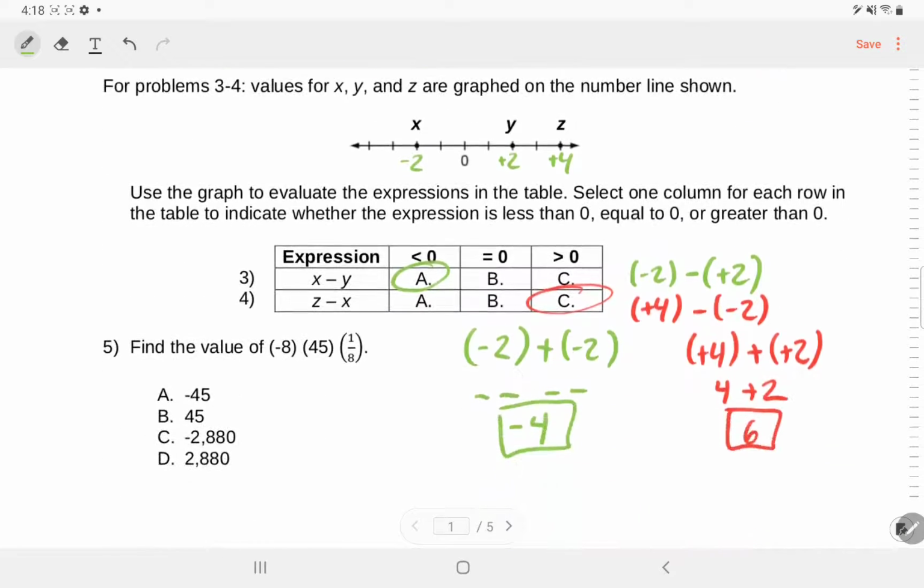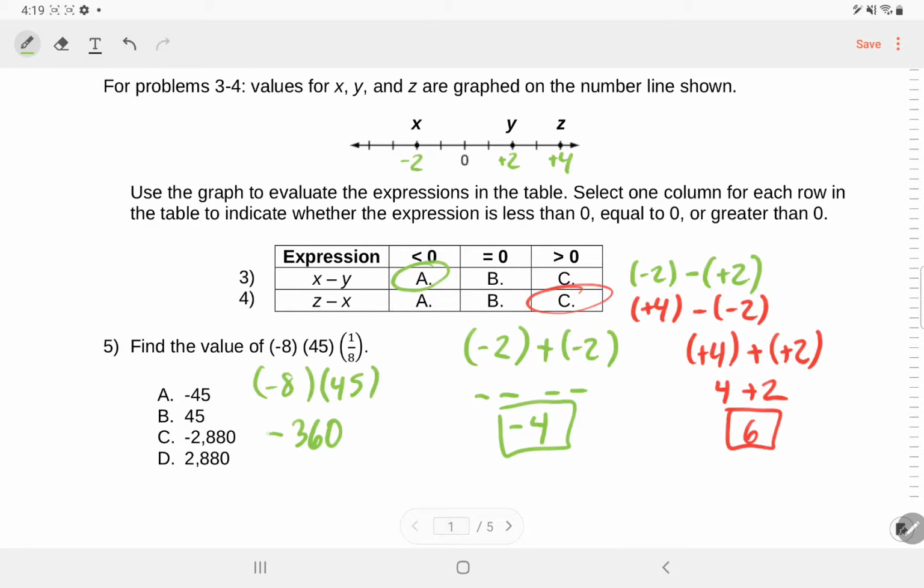For number 5, find the value of -8 times 45 times 1/8. Whenever we're trying to multiply integers and rational numbers, you just want to multiply them one at a time. So we're going to multiply -8 times 45 first. We have a negative and a positive. These two integers have different signs, so our answer has to be negative. 8 times 45 is 360. So we have -360.